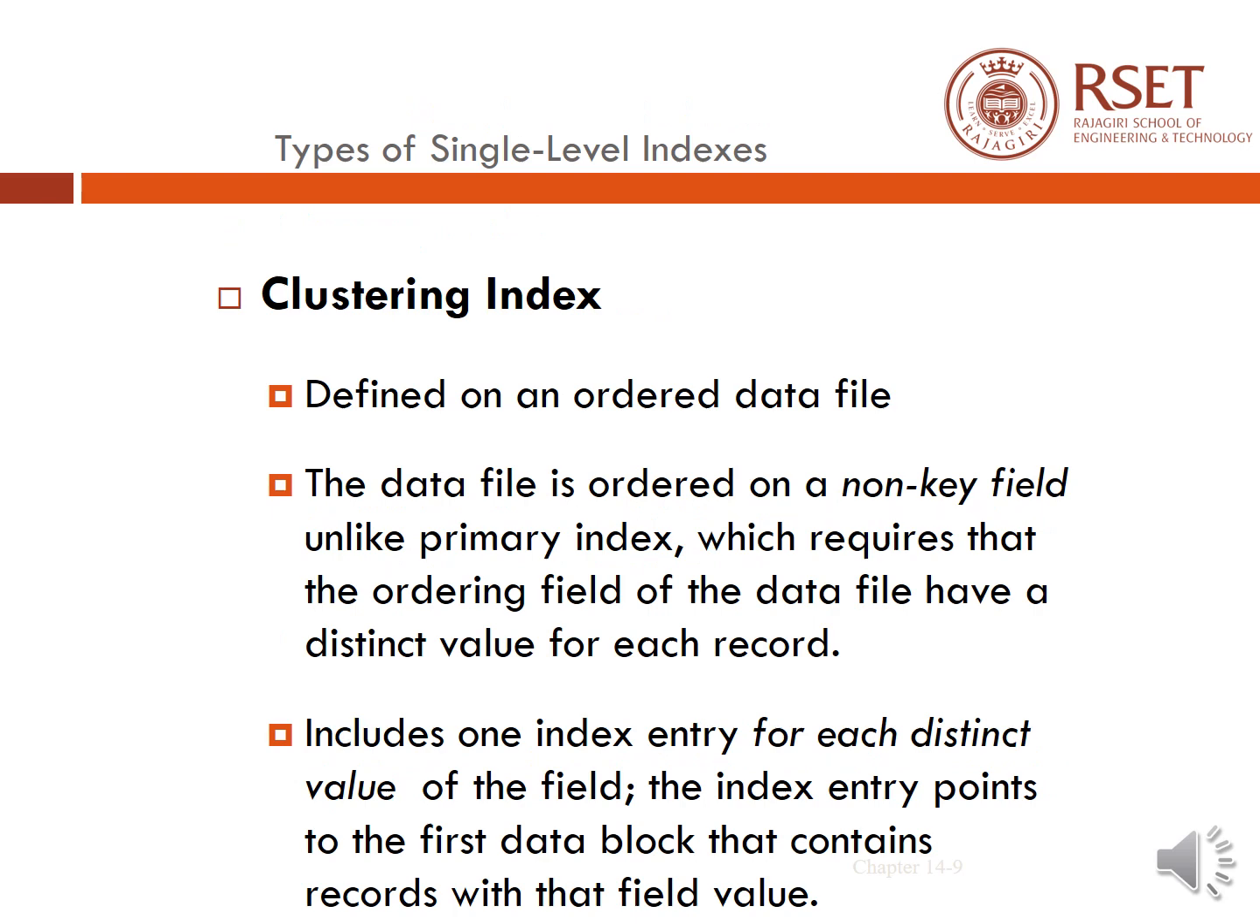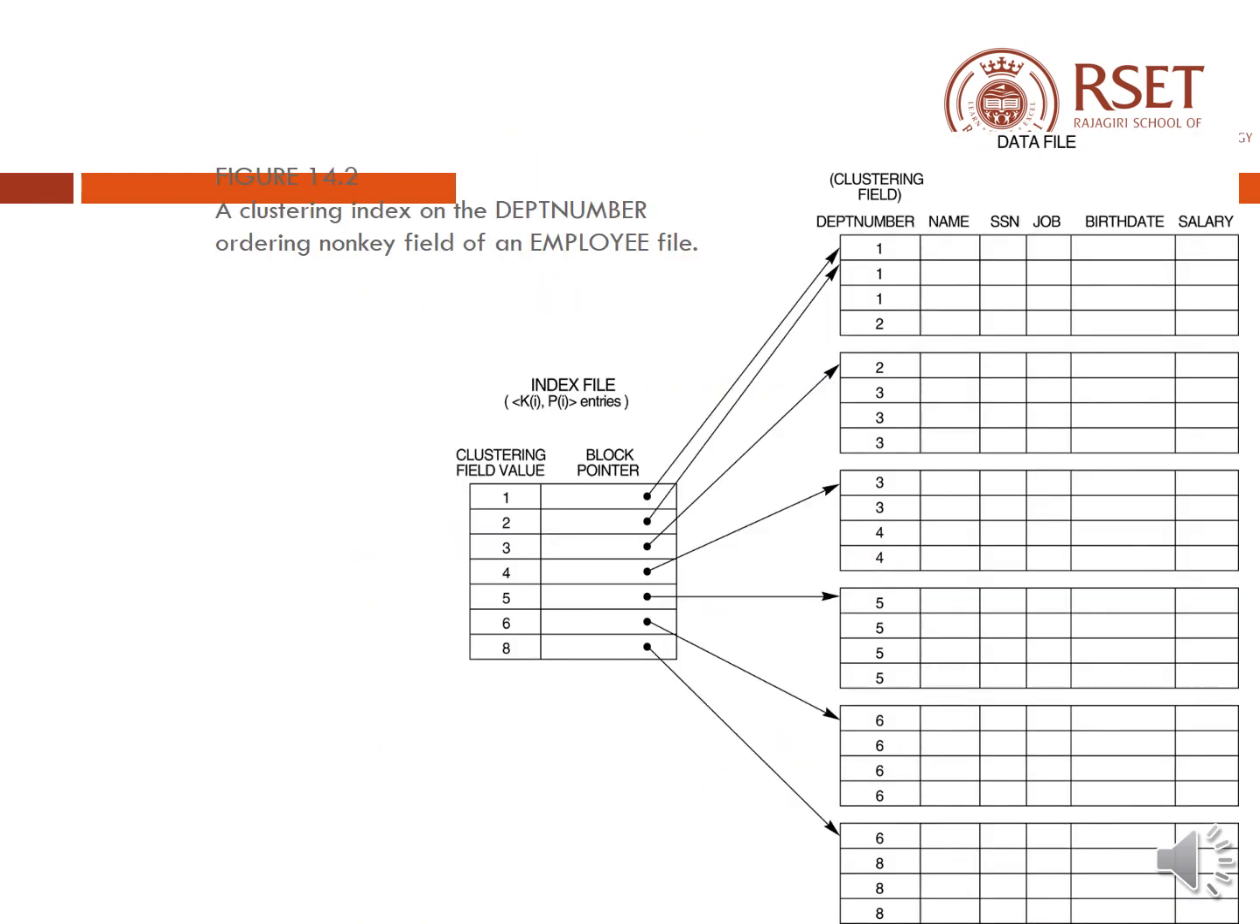We are moving to the second type, known as clustering index. Clustering is also done on an ordered data file, but ordered on a non-key field. It is not a primary key or a key value that I will be using; I will be using a non-key field there. How, we will see after the definition. So this is an example of clustering based on department number. Here you can see department number 1 is there, 2 is there, 3 is there. Department number is not a key value, but it is a clustering value.